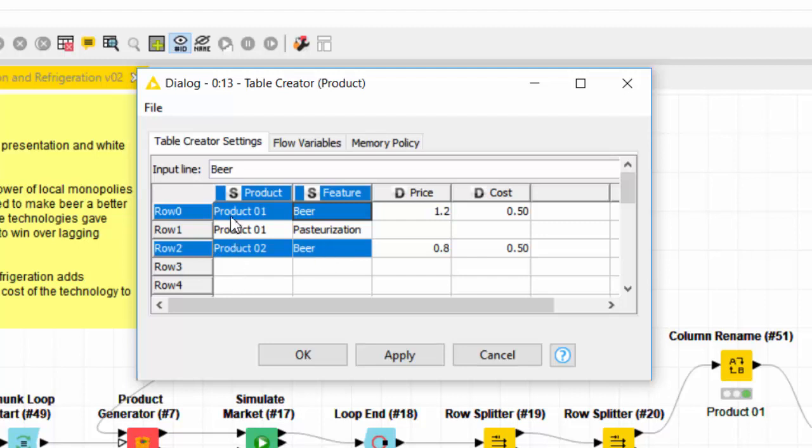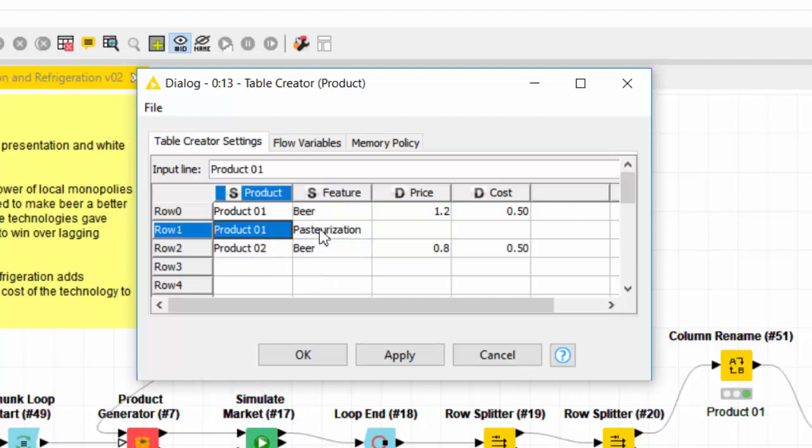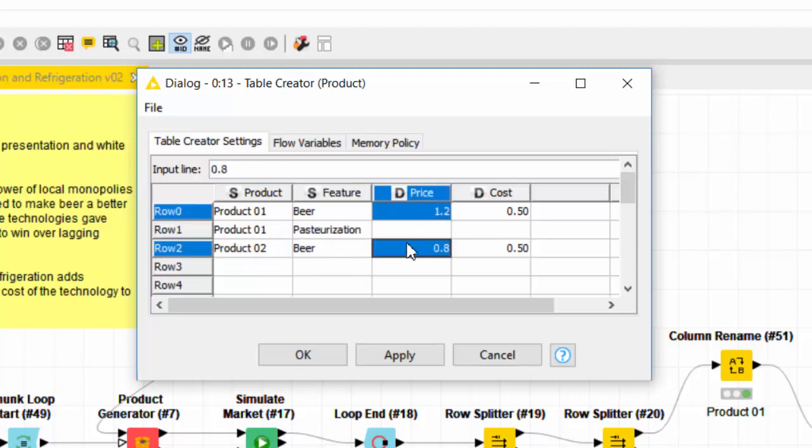Now, in the past, these products were differentiated with geographic differentiation, which we saw was eliminated in part 2. So now, product 2 and product 1 neither have any geographic differentiation, but product 1 has added this new technology. It is now offering pasteurization as well. Now, the price of these products are the same as before.